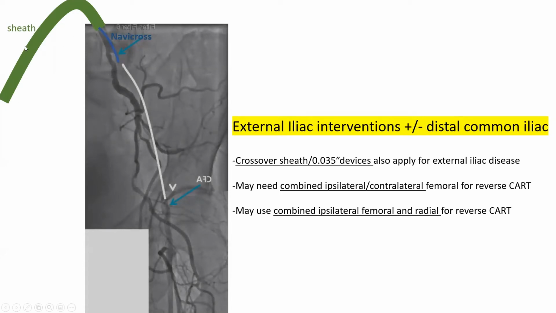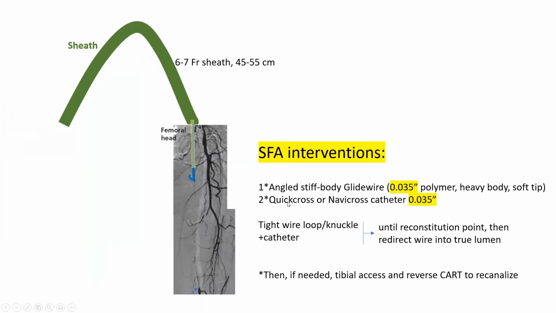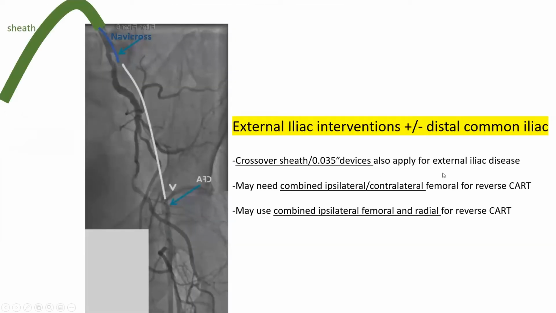We use a crossover maneuvering like we do in SFA. We position our sheath the closest possible to the point of occlusion to get the best support. And through it, we advance the same 0.035-inch devices: angled Navicross or straight Quick-Cross catheter, 0.035, and angled stiff Glidewire, okay?